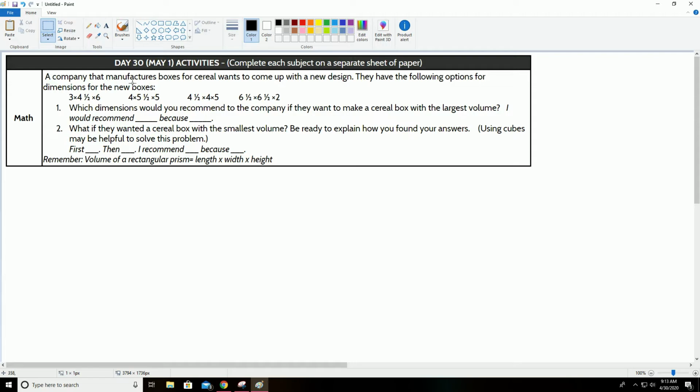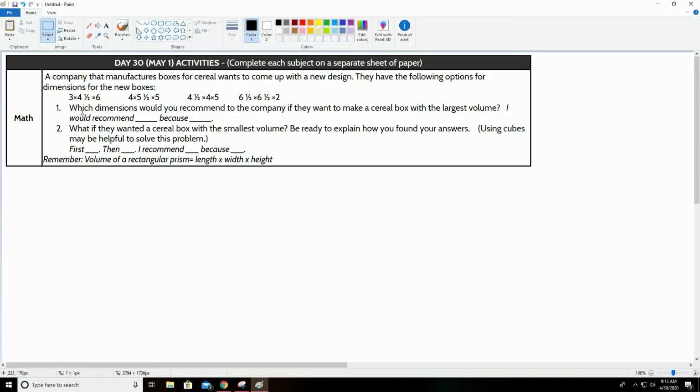It says a company that manufactures boxes of cereal wants to come up with a new design. They have the following options for dimensions of the new boxes. They have the dimensions of 3 by 4.5 by 6, 4 by 5.5 by 5, 4.5 by 4 by 5, and 6.5 by 6.5 by 2. Now I'm saying "by" when I'm talking about the multiplication signs. That doesn't mean anything different than what you normally know. It's still a multiplication sign. It's just a way to describe the dimensions of a box, such as a rectangular prism.